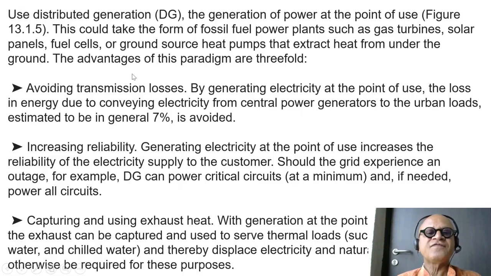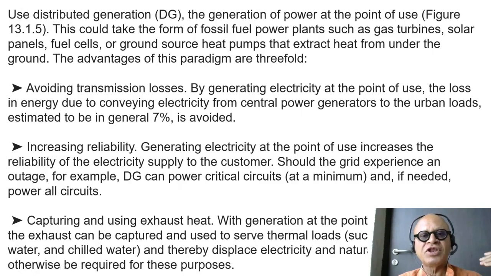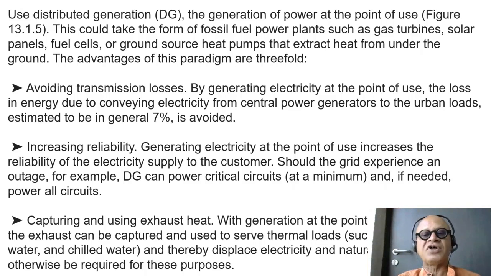The advantages of this distributed generation paradigm are threefold. Avoiding transmission losses. Up to 7% of the energy is often lost when you transmit electricity, especially over long distances, those huge cables you see running across when you drive on highways outside of inhabited regions and so on.